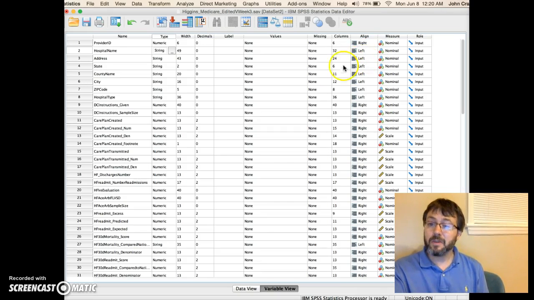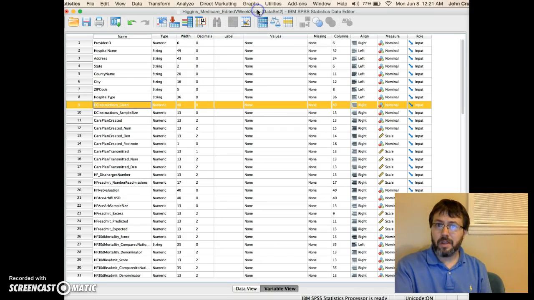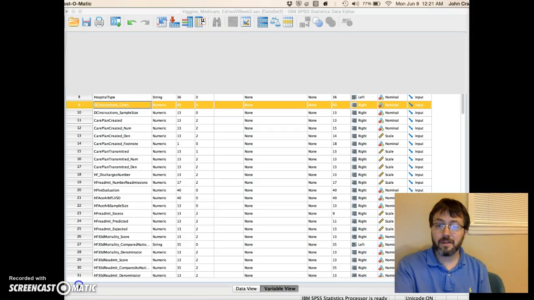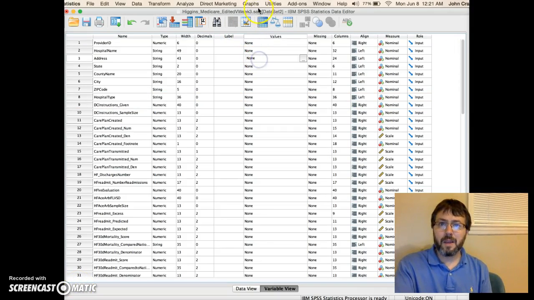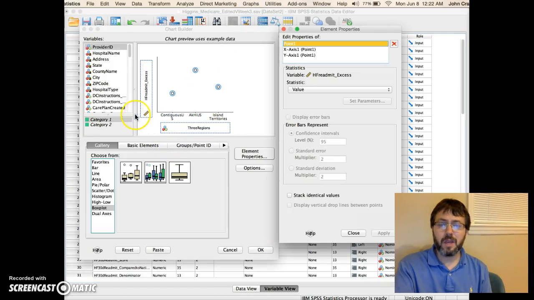So let's look at some of our clinical variables now. Here we have discharge instructions given, variable 9. Let's run some descriptive statistics on this to see if it can help us understand this number so we can decide what level of measurement it is. We'll begin by going up to Graph and Chart Builder, which we've used throughout the course, and let's plot a histogram.